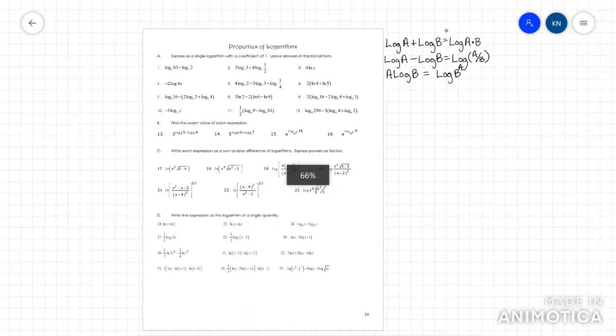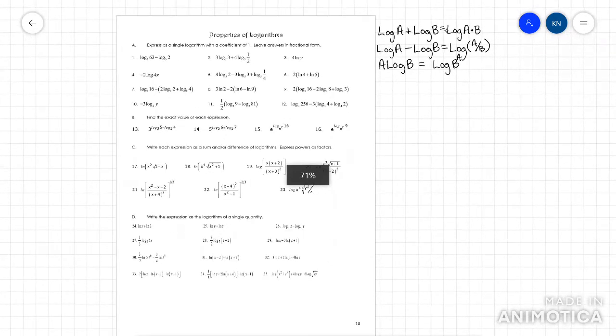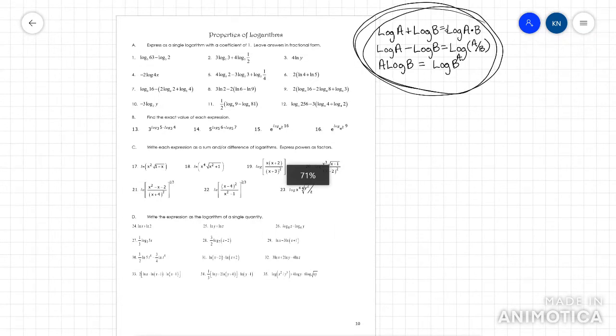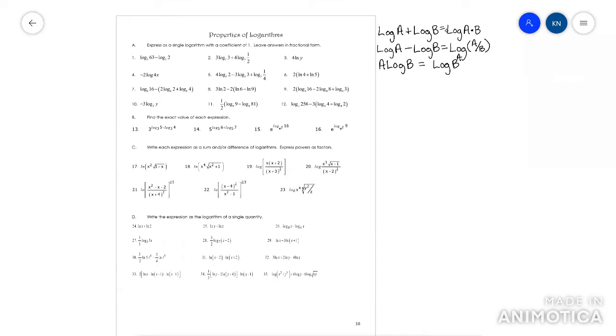All right, this video is going to go over properties of logs. I will say before you start, you need to have this written down on your paper. These are like the rules that you're able to use to help solve these things. So let's go ahead and get started.